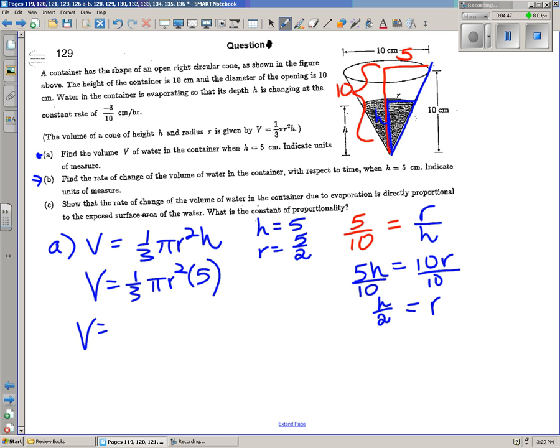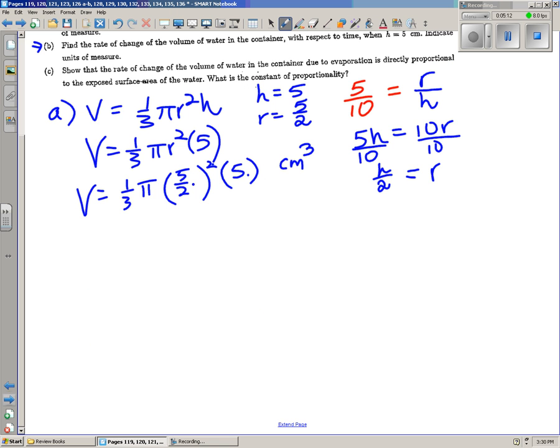So my volume now is 1/3 pi times the radius, 5 over 2, squared times 5. Technically you could leave this as the answer. Units of measure would be centimeters cubed, because the radius is measured in centimeters. We're squaring it and then multiplying by a height, which is measured in centimeters. If this is not a satisfying answer to you, we can multiply this out. So you get 5 squared is 25 times another 5 is 125.